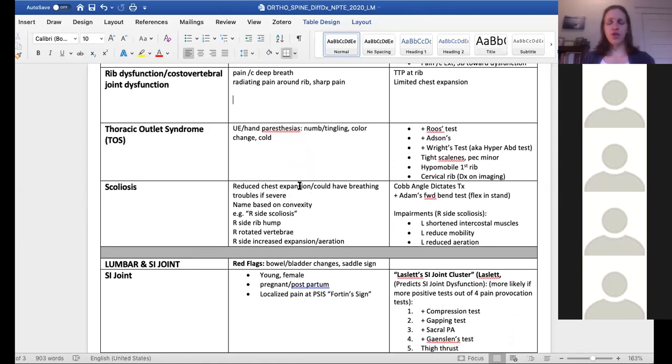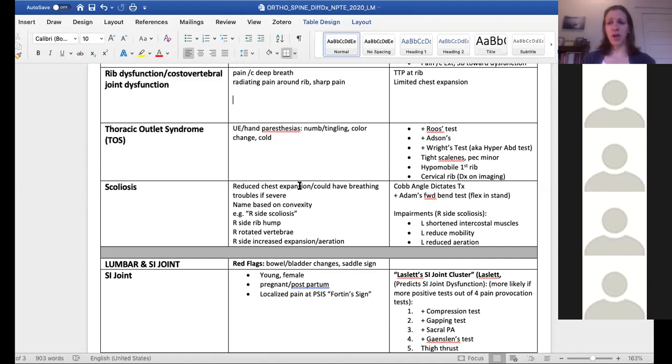Another issue that we see in the thoracic spine, and it's kind of combined thoracic spine and upper extremity because it does correspond with radicular symptoms or neurovascular symptoms, is thoracic outlet syndrome. That's where the structures that pass through the thoracic outlet between the clavicle and the first rib are somehow compromised, either compressed by that first rib lacking mobility, or by muscular tightness that's causing compression or decreasing the space that's allowed for those structures to move through.